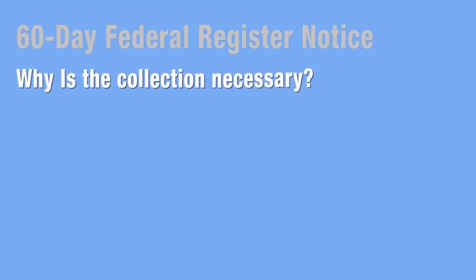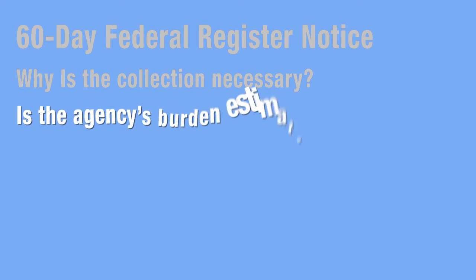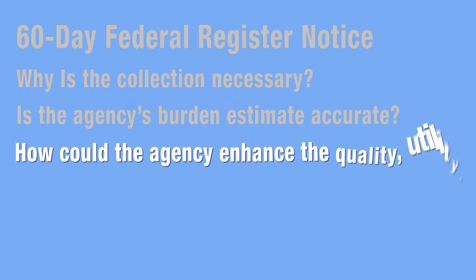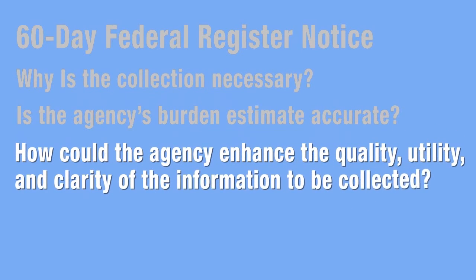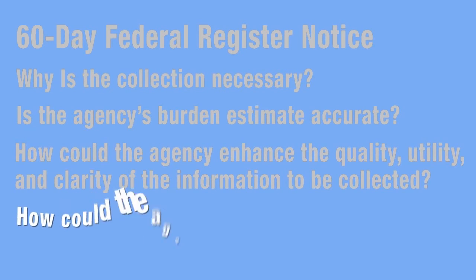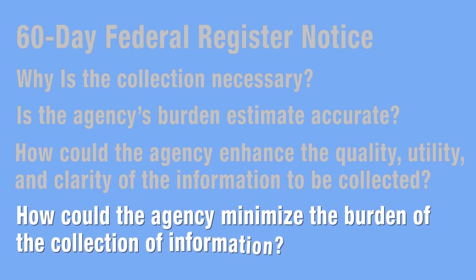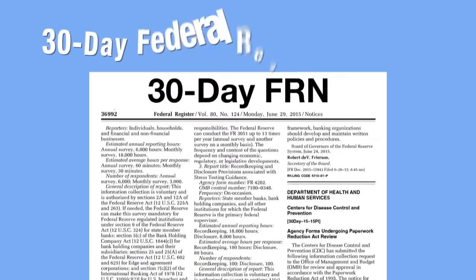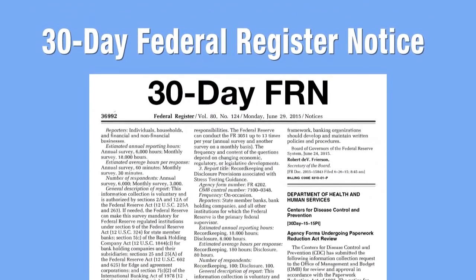Why is the collection necessary? Is the agency's burden estimate accurate? How could the agency enhance the quality, utility, and clarity of the information to be collected? And how could the agency minimize the burden of the collection of information? Once the program satisfactorily addresses the public's comments, the agency publishes a second Federal Register notice to announce the start of OMB's review and submits the collection for departmental review.